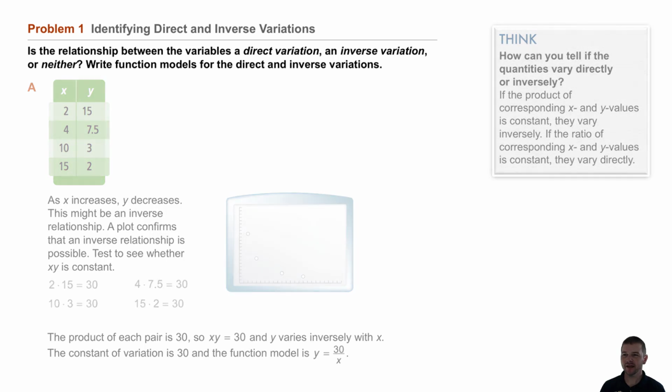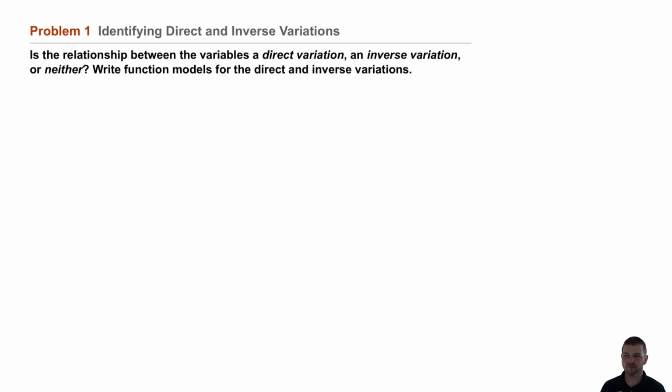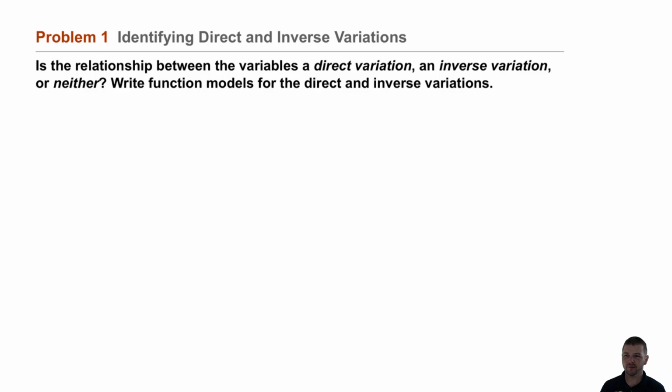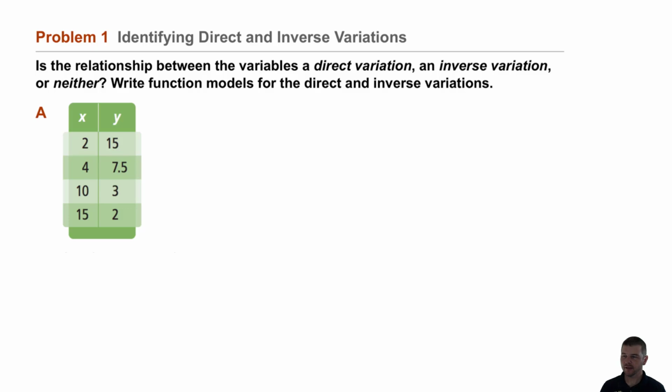Problem 1. Identifying direct and inverse variations. Is the relationship between the variables a direct variation, an inverse variation, or neither? Write function models for the direct and inverse variations. Part A. A table. The left column, x's, the right column, y's associated with those x's. An x of 2 is associated with a y of 15, x of 4 associated with a y of 7.5, 10 and 3, and 15 and 2.